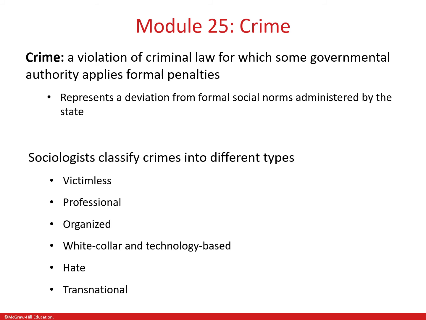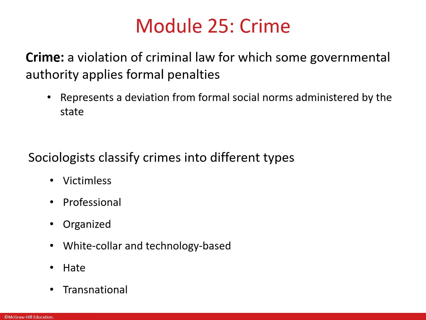Okay, now in this last module, we're going to talk about crime and go over the different types of crime and how we classify crime in sociology. So I take a sociological approach to crime. Crime is a violation of criminal law for which some governmental authority applies formal penalties. Now, this is a side note, there are index crimes, and these are the 8 types of crime that are tabulated each year by the FBI.